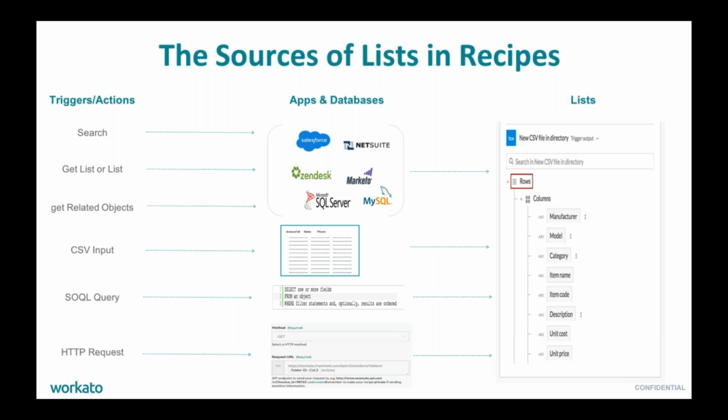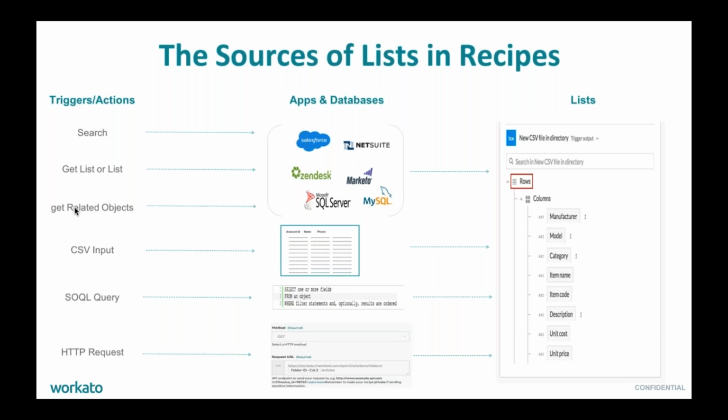So, if you are already using Workato, you know that there are many places that you can get lists. When you do a search, it creates a list. Get related objects in Salesforce will give you a list. When you are reading CSV files or getting lines out of CSV files, it gives you a list. Salesforce SOQL query gives you a list.